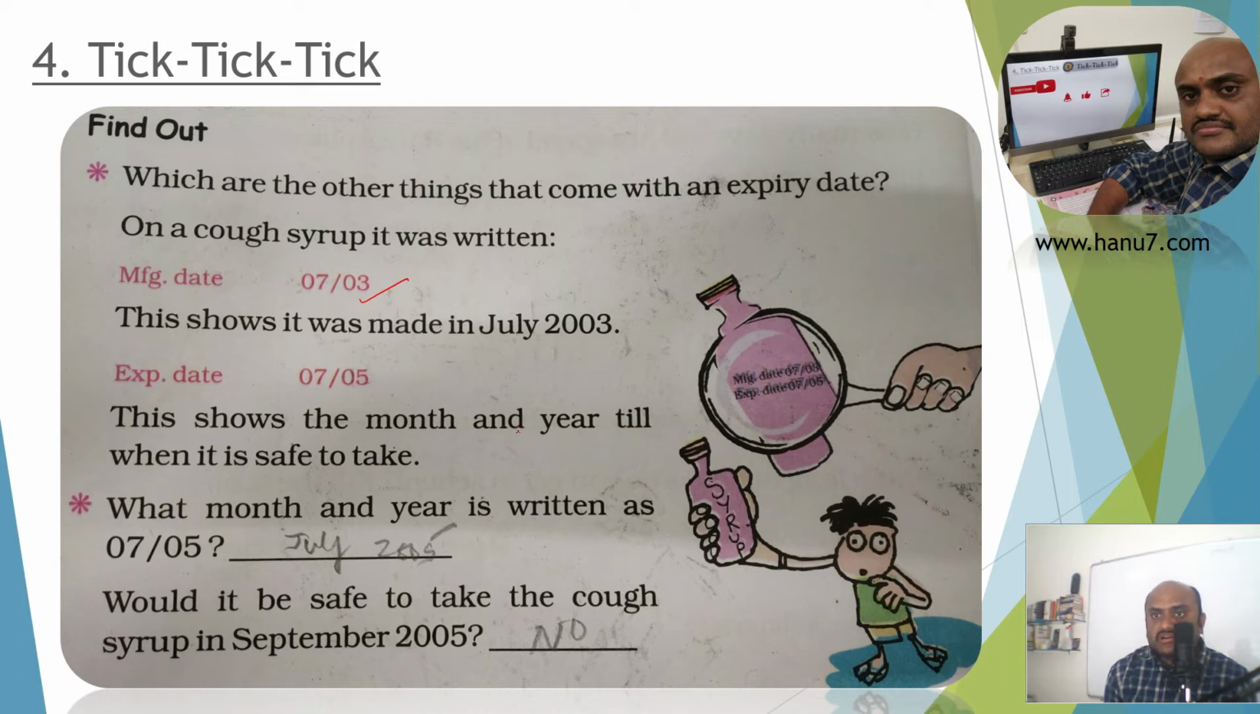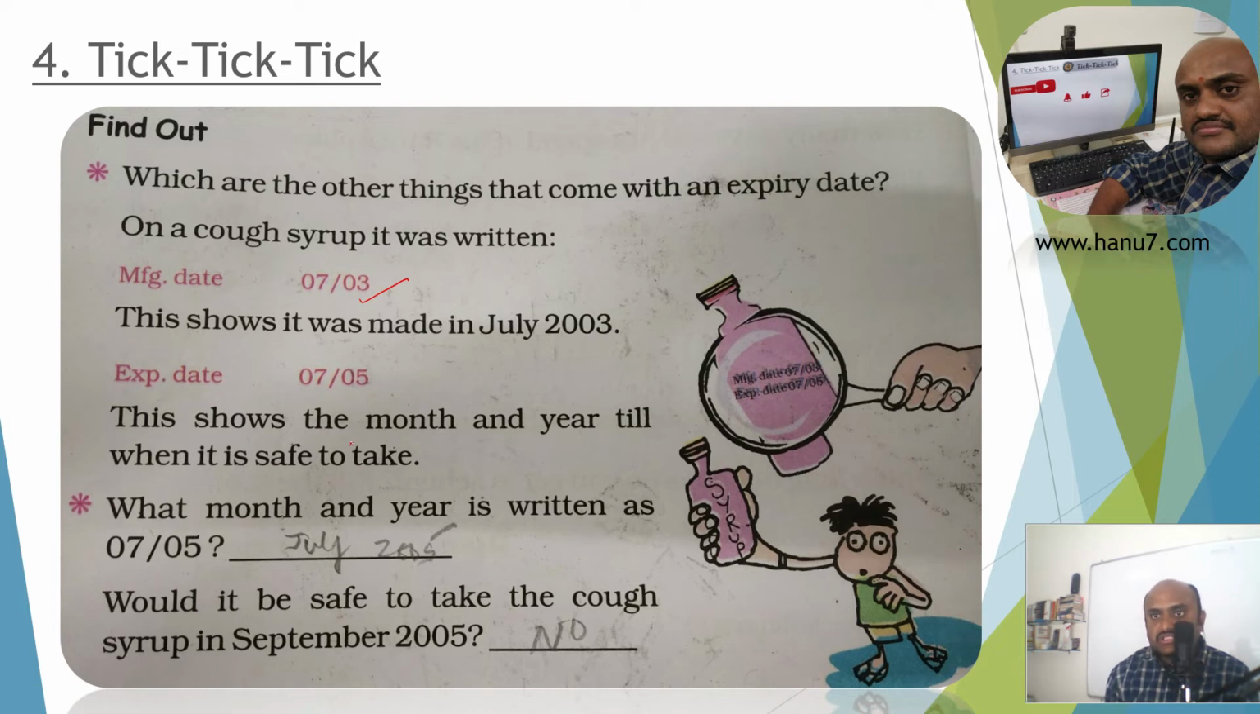Okay, because on that bottle it is not possible to write big things, and if they write everything it will become very small for us to read. So they will be using simple shortcuts. So they wrote like this, you can see here on the bottle, manufacturing date. Even he is using binoculars or some magnifying lens to check what is the date of manufacturing and what is the expiry date. So they wrote expiry date as 7/5.